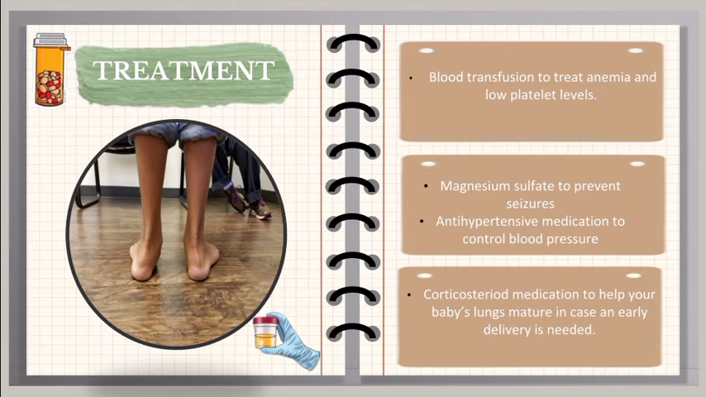The first is blood transfusion to treat anemia and low platelet levels. Second is magnesium sulfate to prevent seizures, antihypertensive medications to control blood pressure, and last is corticosteroid medication to help your baby's lungs mature in case an early delivery is needed.